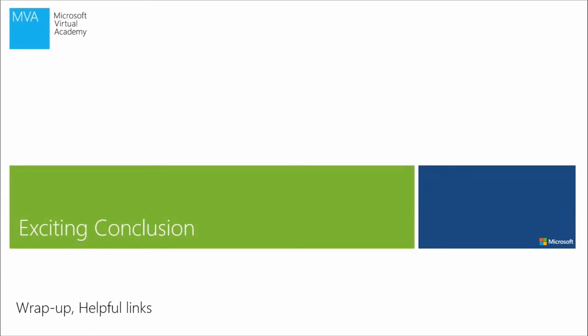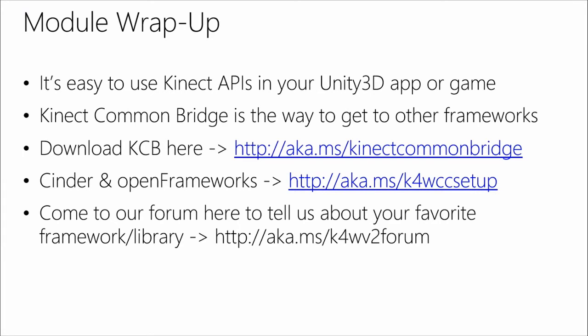So now we're up to the exciting conclusion. What did we see? Well, we talked about how it's easy to use Kinect APIs in your Unity 3D app or game using the package that we're producing. Kinect Common Bridge is available, and it's a way to get to other frameworks like Cinder and Open Frameworks. There's the link, aka.ms/KinectCommonBridge. That'll get you over to the MS OpenTech GitHub repository, and allow you to download that.